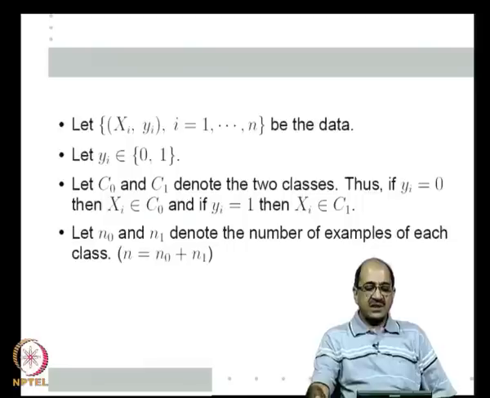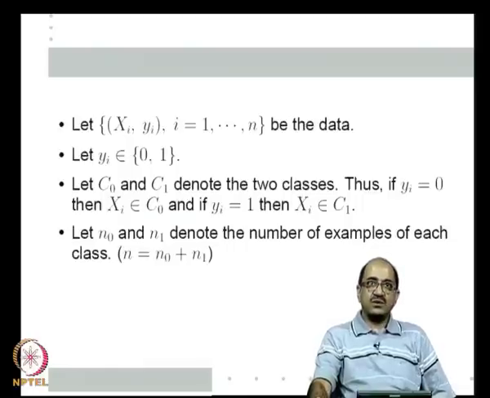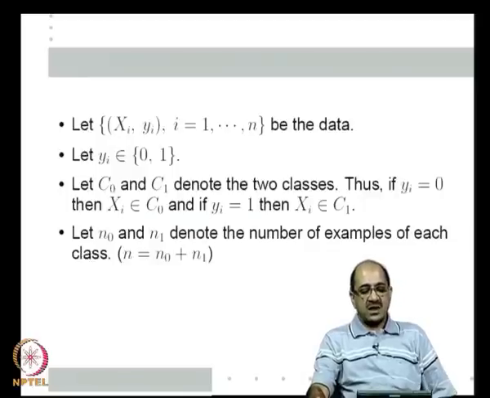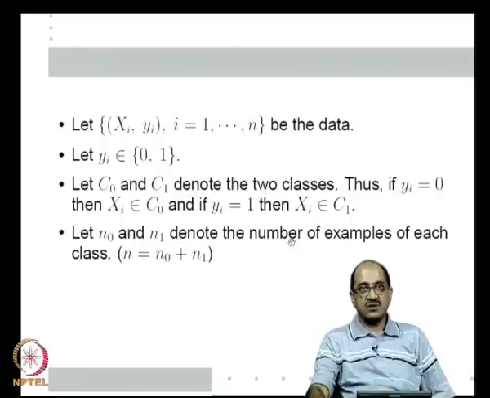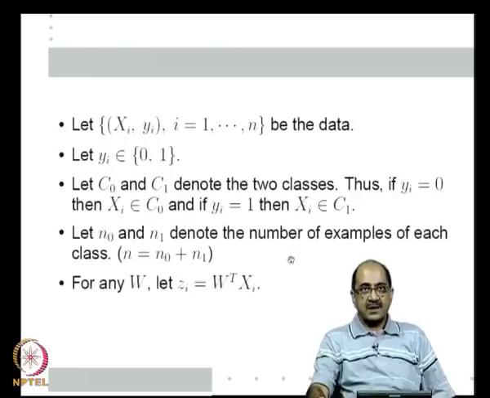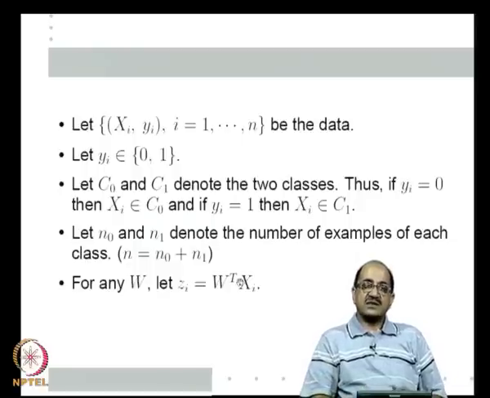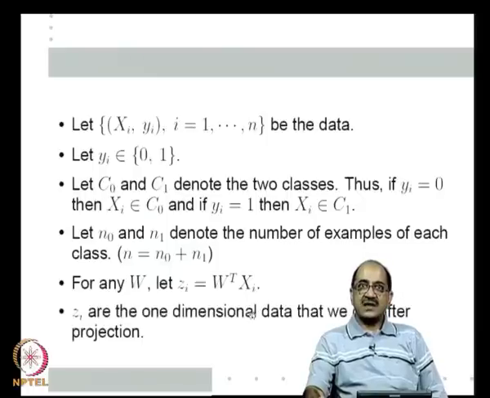Let us say out of the n samples, n0 training samples are in class 0, that is C0, and n1 training samples are from class C1. Obviously, n is equal to n0 plus n1. For any given W, let Zi denote W transpose Xi. So, Zi are the projected data along any direction W. Zi are the one dimensional data that we get after projection. This is our notation.